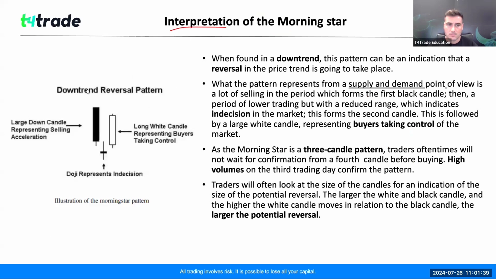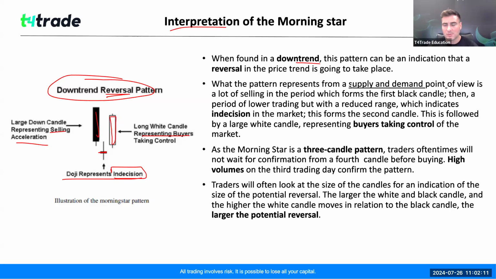If this is found on a downtrend, this is a reversal pattern, super, super important. So a large down candle representing selling acceleration, obviously, okay? The doji represents indecision, obviously. And the long white candle represents buyers taking control, okay? So when found in a downtrend, this pattern can be an indication that the reversal in the price trend is going to take place.